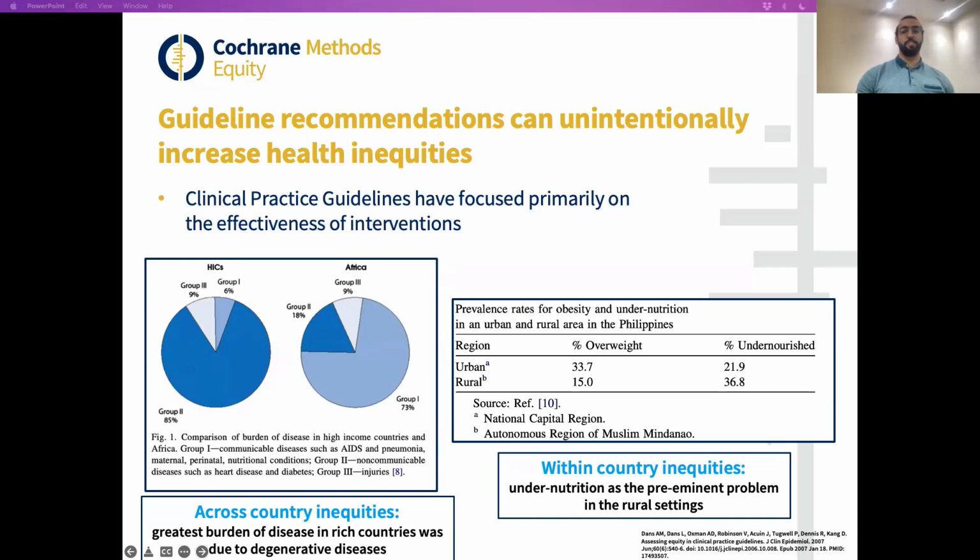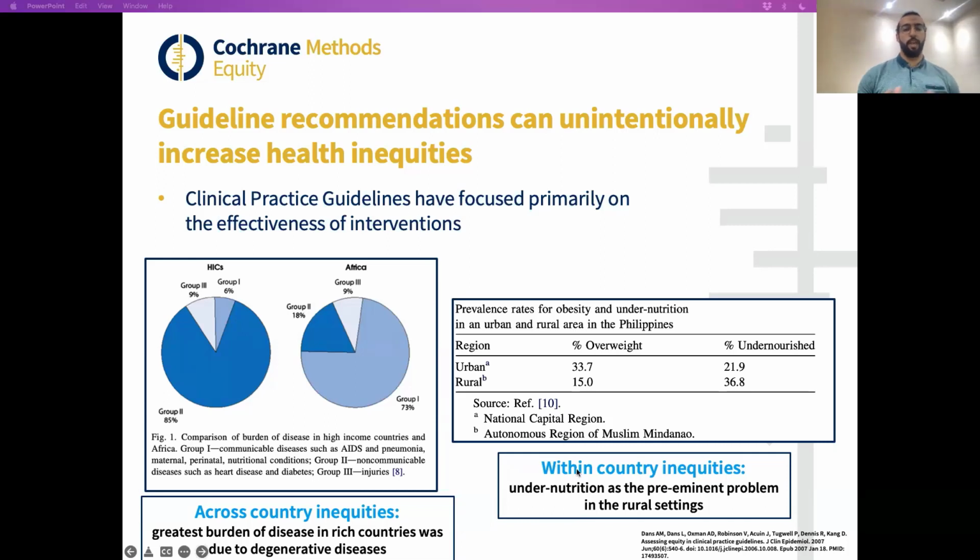And there are implications for this, again, across countries, where, for example, the Global Forum for Health Research stated that the greatest burden of disease in rich countries is related to degenerative diseases, while in Africa, it's more related to infectious diseases such as AIDS and pneumonia. So applying recommendations that prioritize treatment of non-communicable diseases in Africa would not really deal with the issue at hand and would increase inequities across countries.